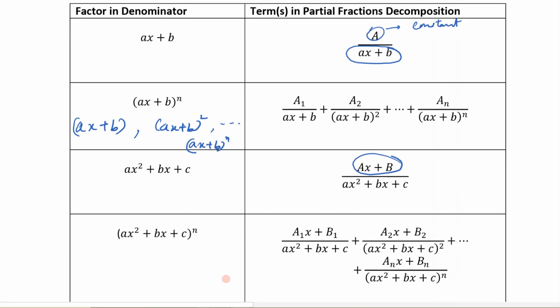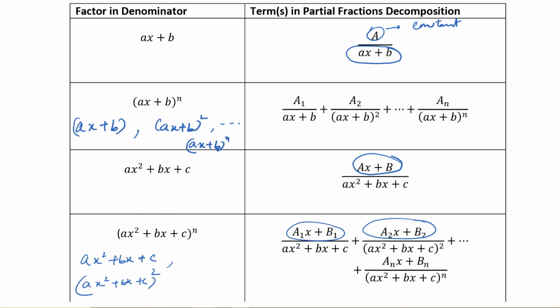Similarly, if you have many copies of ax square plus bx plus c raised to power n, so basically you have the nth power of a quadratic expression in the denominator, then we're going to have different terms with different denominators. First would be the 1st power, then the 2nd power, and the 3rd power, and so on up to the nth power. And all the numerators are going to be of the form ax plus b. So that's how we decide our terms in the partial fractions decomposition. So this is going to be our setup.